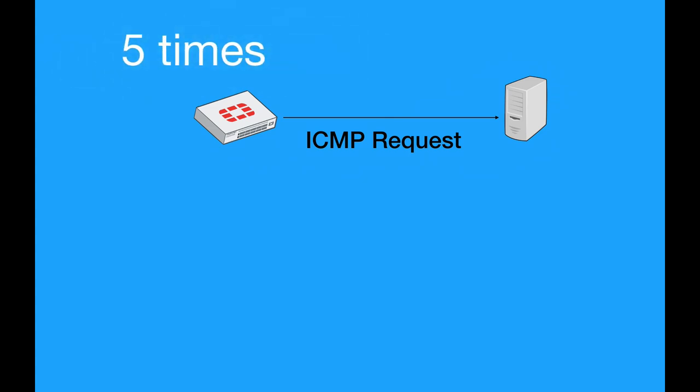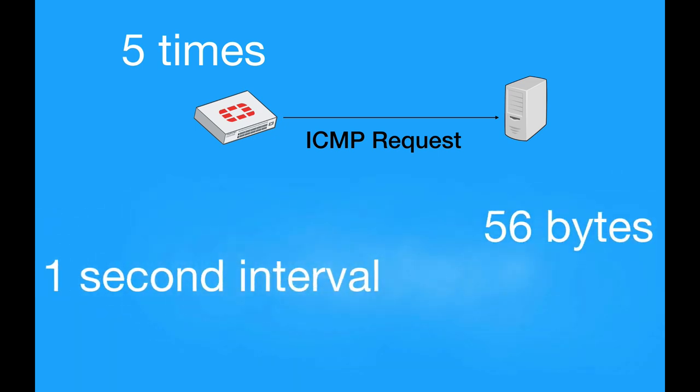Whenever a ping, an ICMP request, is being sent from one of your Fortigate interfaces or sources, the defaults are 5 times, that is, the packet is being sent 5 times. It has a data size of 56 bytes. It is being sent in a 1 second interval, and you have a 2 second timeout. Let's see how we can unleash your ping settings.